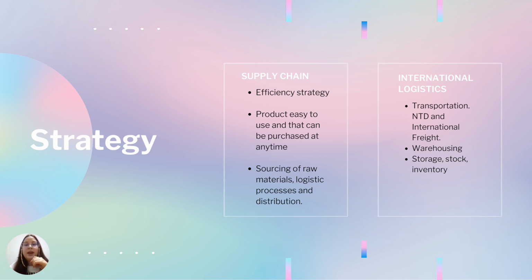And finally, we have the supply chain strategy for this project, that is the efficiency strategy, where the price is the main competitive advantage because the main goal of Fujifilm at developing this product so many years ago was to create a camera that was easy to use as possible and could be purchased anytime and anywhere.